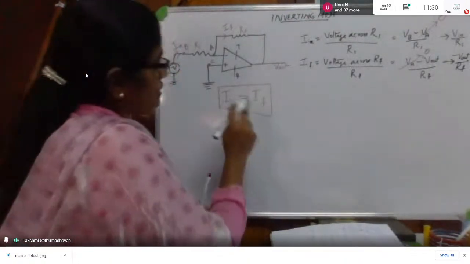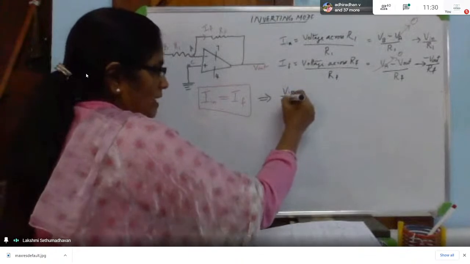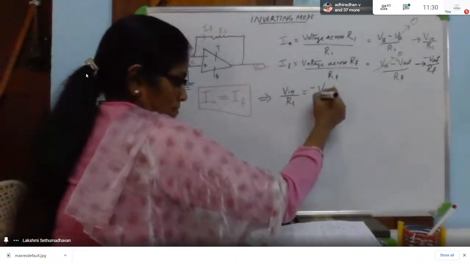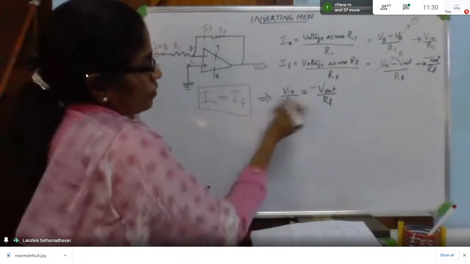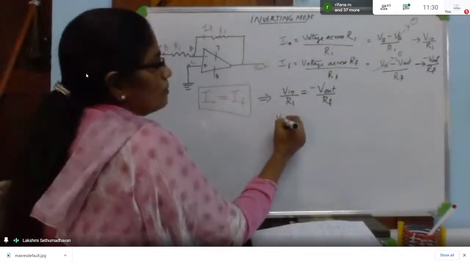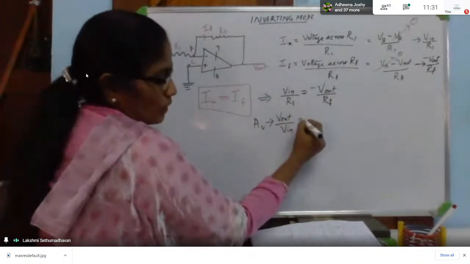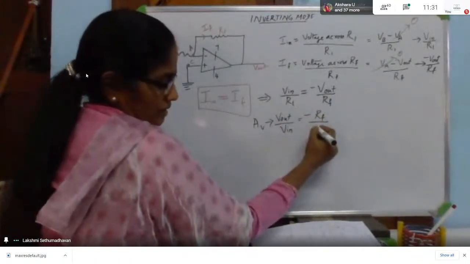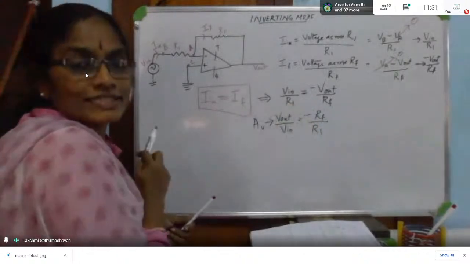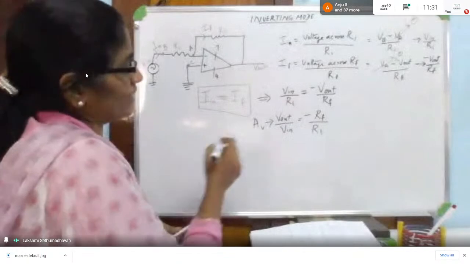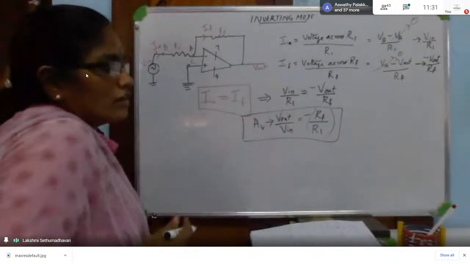Now we will equate IN equals IF. So we get Vin by R1 is equal to minus Vout by RF. On rearranging, Vout by Vin, that is our voltage gain, will be equal to minus RF by R1. In the video, I have actually left out this minus sign. Please excuse me, I just noticed that when it was played. So it is AV equals minus RF by R1.